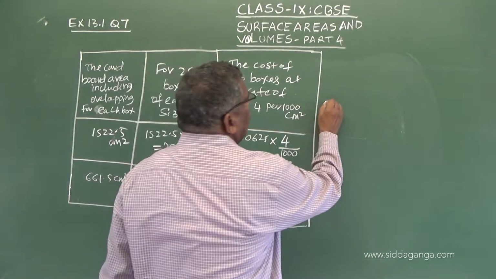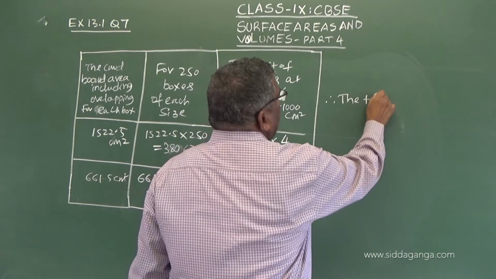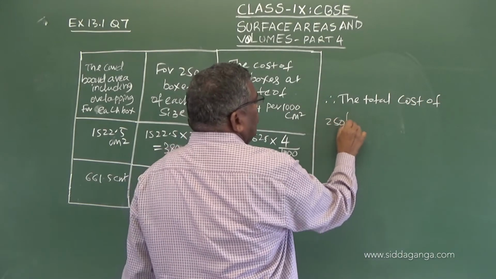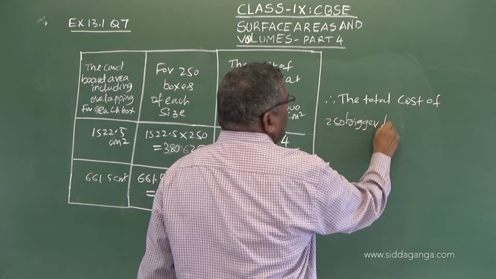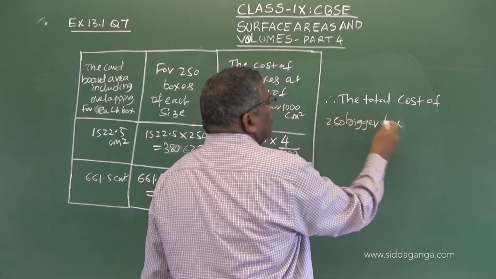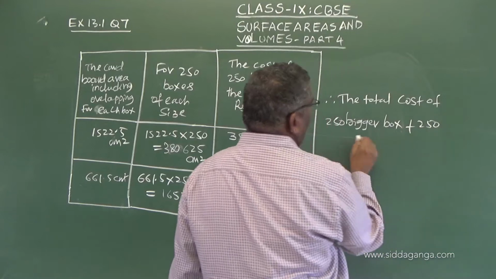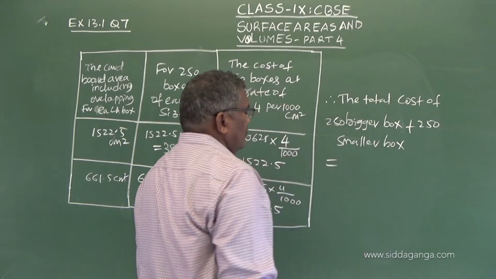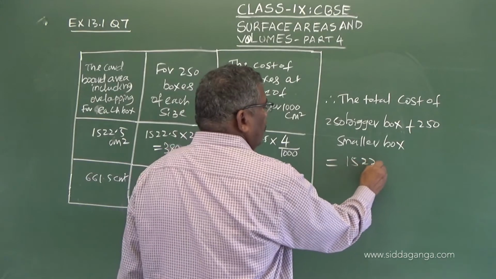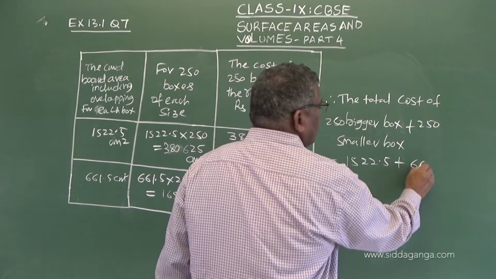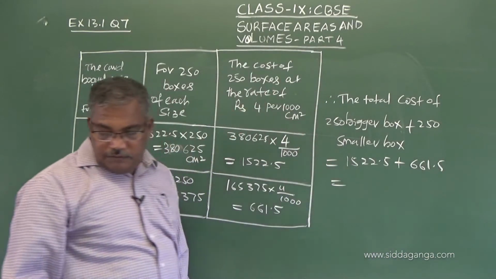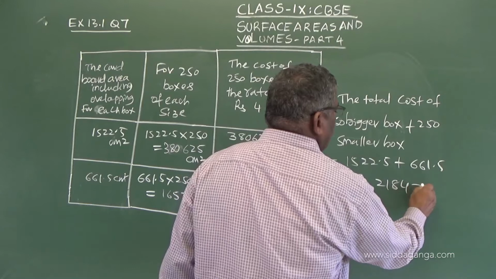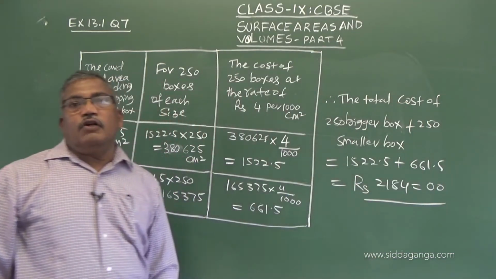So therefore I will write the total cost of 250 bigger boxes plus 250 smaller boxes equals 1522.5 plus 661.5, that equals 2184 rupees. So this is your final answer.